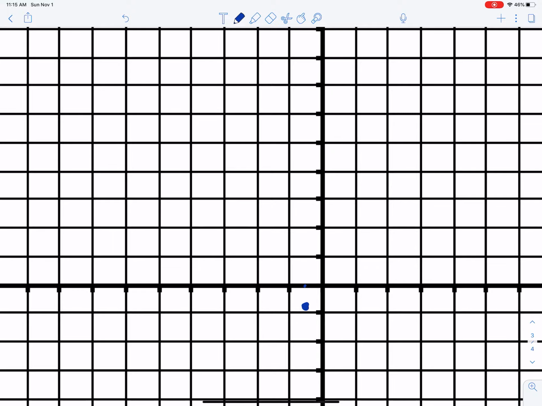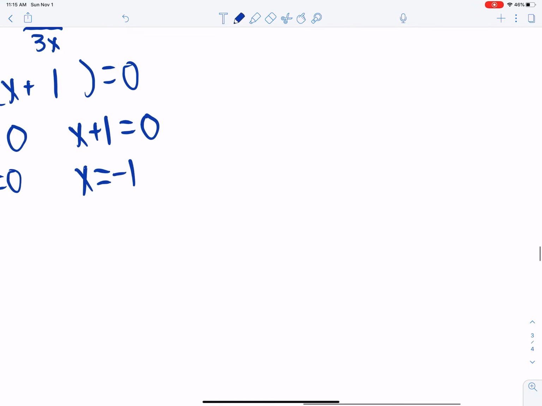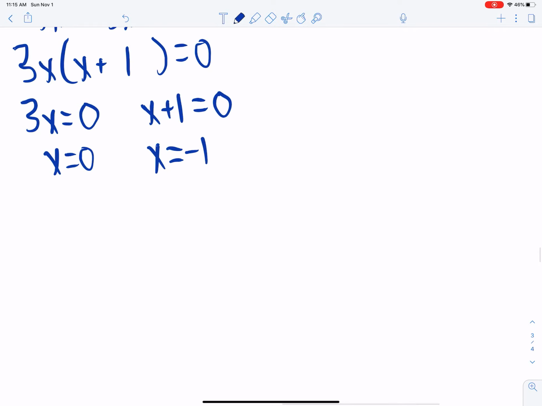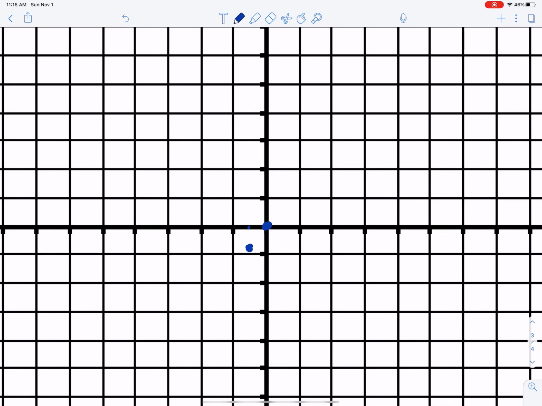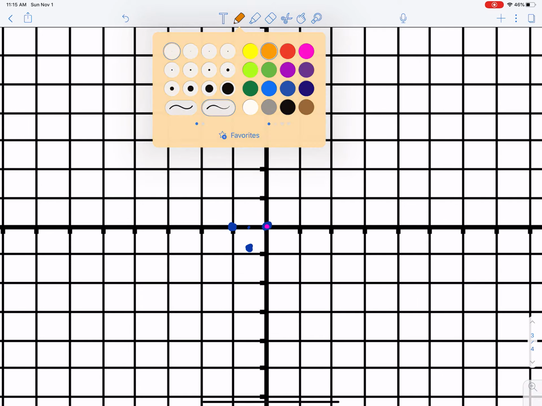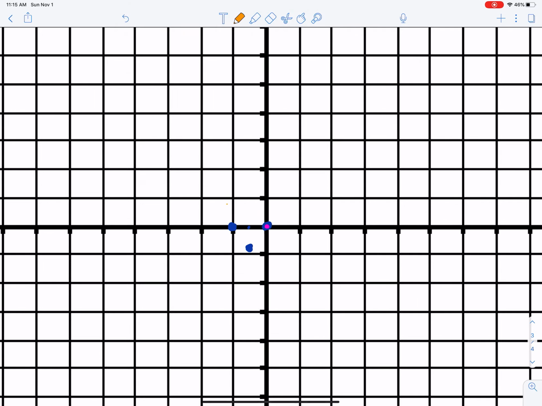Then our x-intercepts for this one were at 0 and negative 1. So we put points on the x-axis at 0 and negative 1. Our y-intercept was 0, and we've already got a point at 0 on the y-axis right there. So then to finish it, we've got enough points. We've got 3 points. We've got the vertex and 2 other points. We can just draw a curve that goes through those points and stick arrows on the ends.